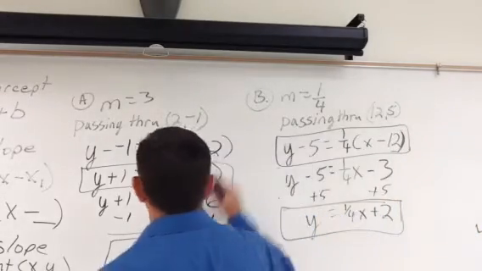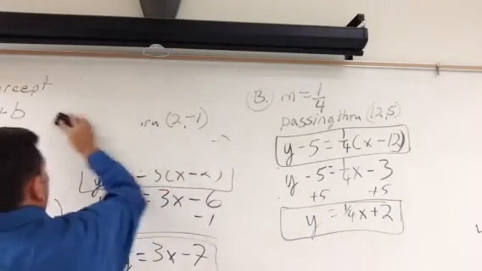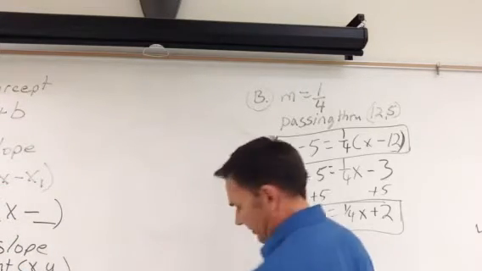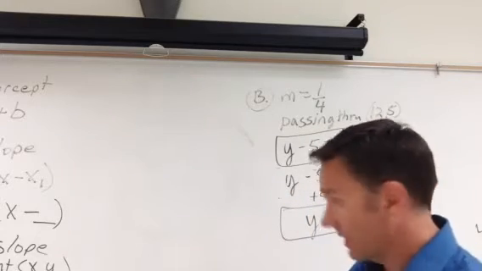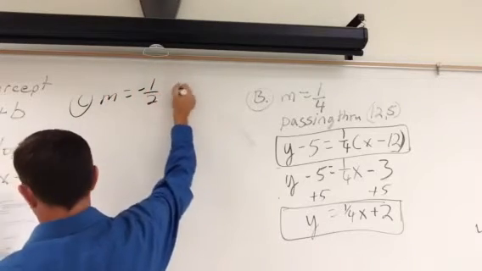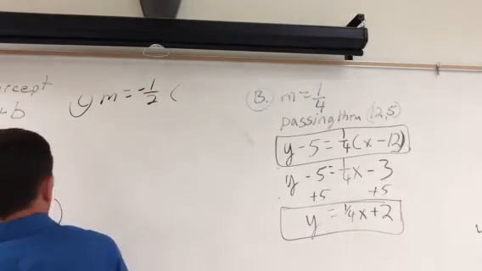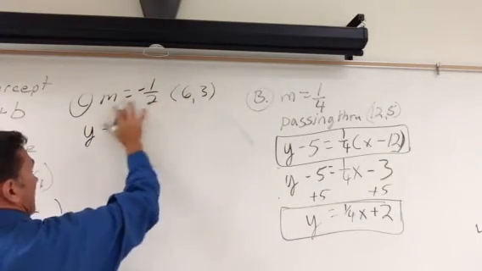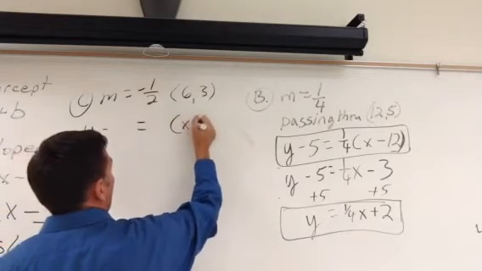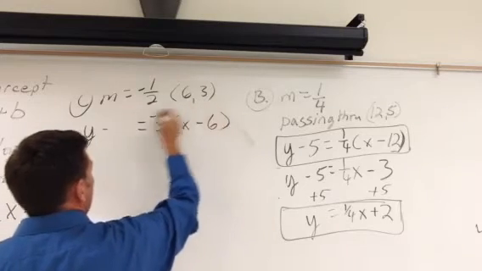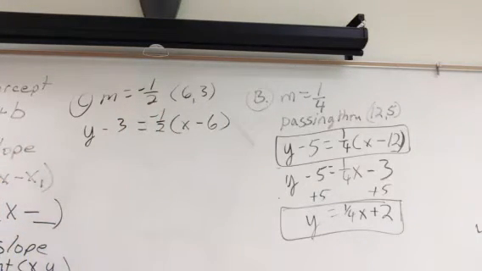Let's look at letter C. So letter C is, our slope is negative 1/2, and it's going to the point (6, 3). So again, I'm given point slope, I want to use the point slope formula. My slope is -1/2, the x is 6, the y is 3. No cleanup. There's our equation.